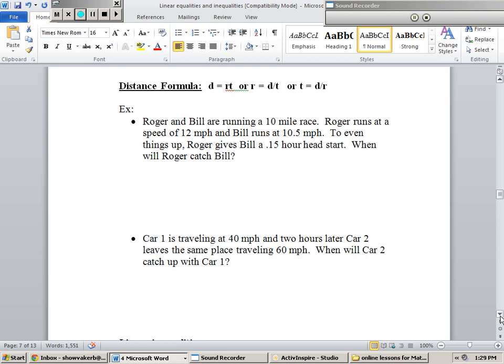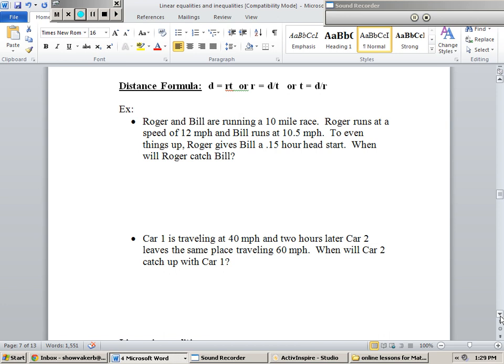Okay, in your distance formula, which is on your formula sheet, there are three things you can do. Distance equals rate times time. If I change it around, rate is equal to distance divided by time. And if I change it around again, time is equal to distance divided by rate. You need to figure out which one you need to use to set up the problem. One of the three will be used in a distance problem.